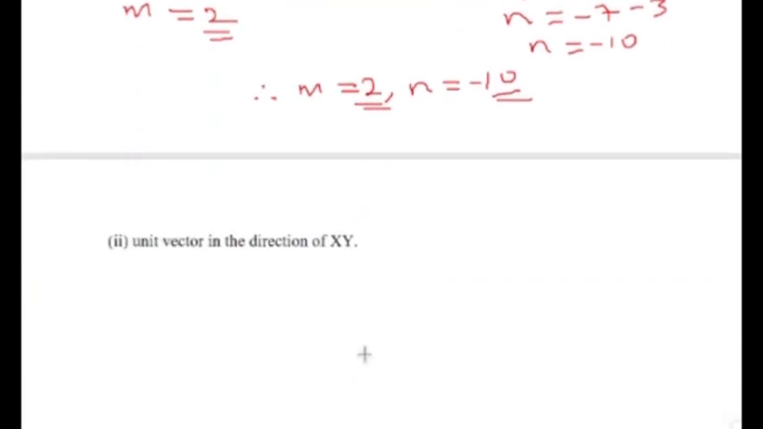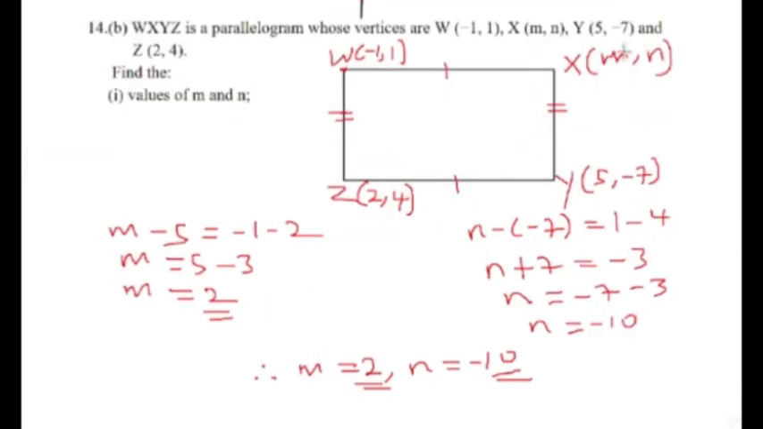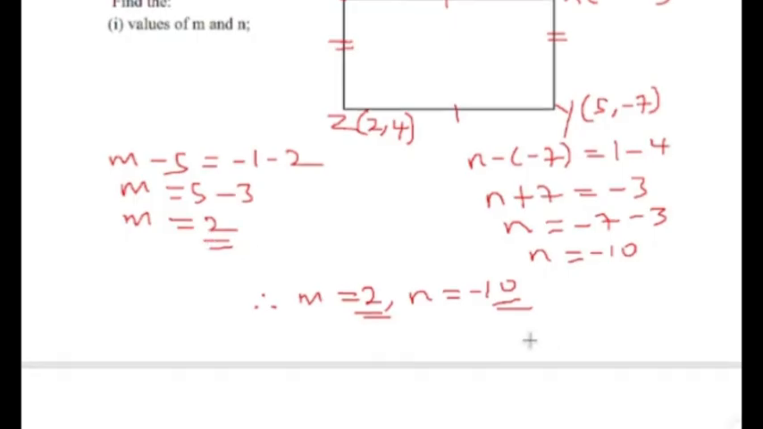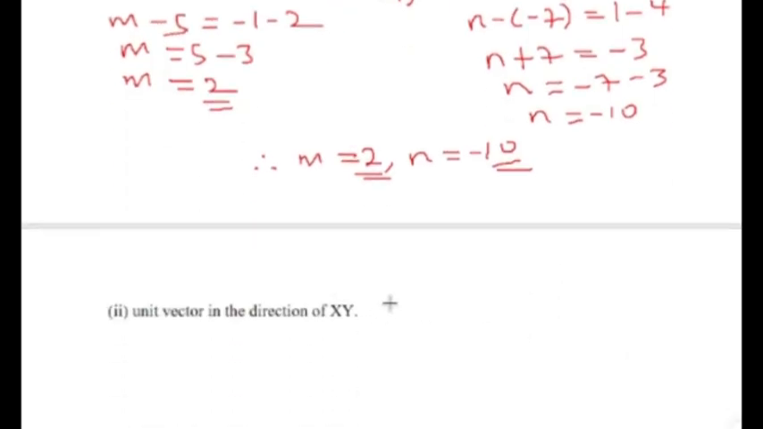Now the last one: we should find the unit vector in the direction of XY. First of all, where is XY? XY is this part. For X we have (2, -10), and for Y we have (5, -7).